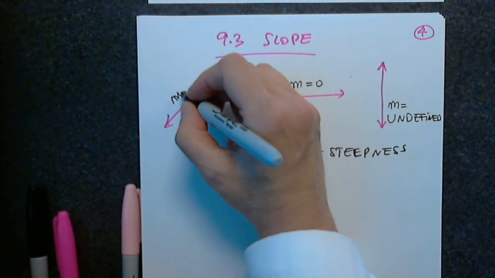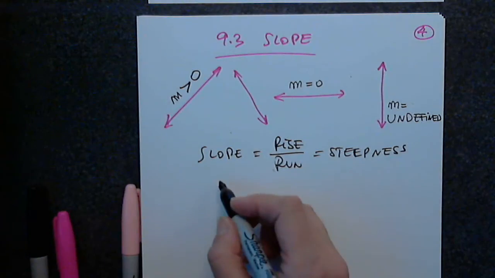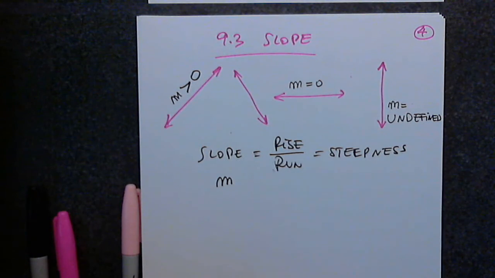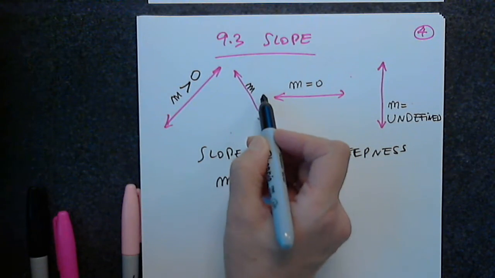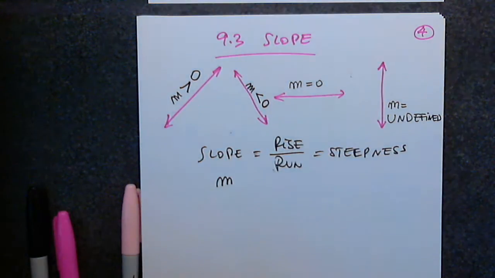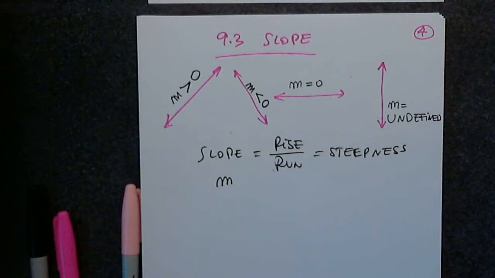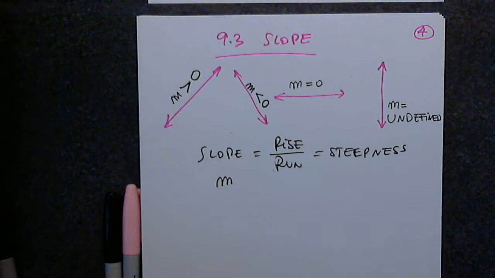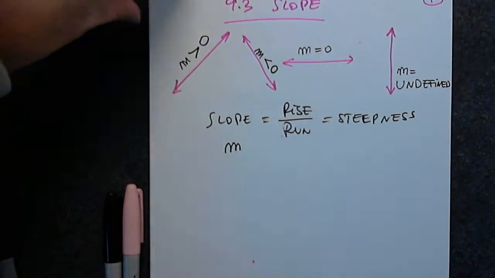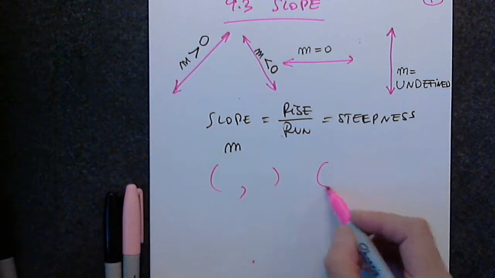This one is a positive slope. So the notation, of course, is m. And this one is a negative slope. So 4 different types of lines, and they all have their own type of slope or steepness. Let's suppose we have 2 ordered pairs.